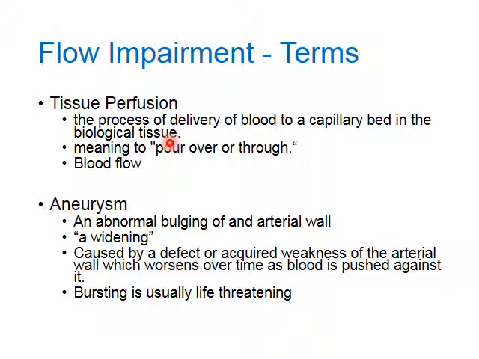So if we say we are not perfused, we are not getting blood pouring over that target tissue that we want. An aneurysm is what we call a bulging or widening. It's usually due to a weakening that occurs within the arterial walls, and you end up getting a bulging, and usually because it's bulging and thinned out, it's more likely to burst and rupture, causing a bleed.